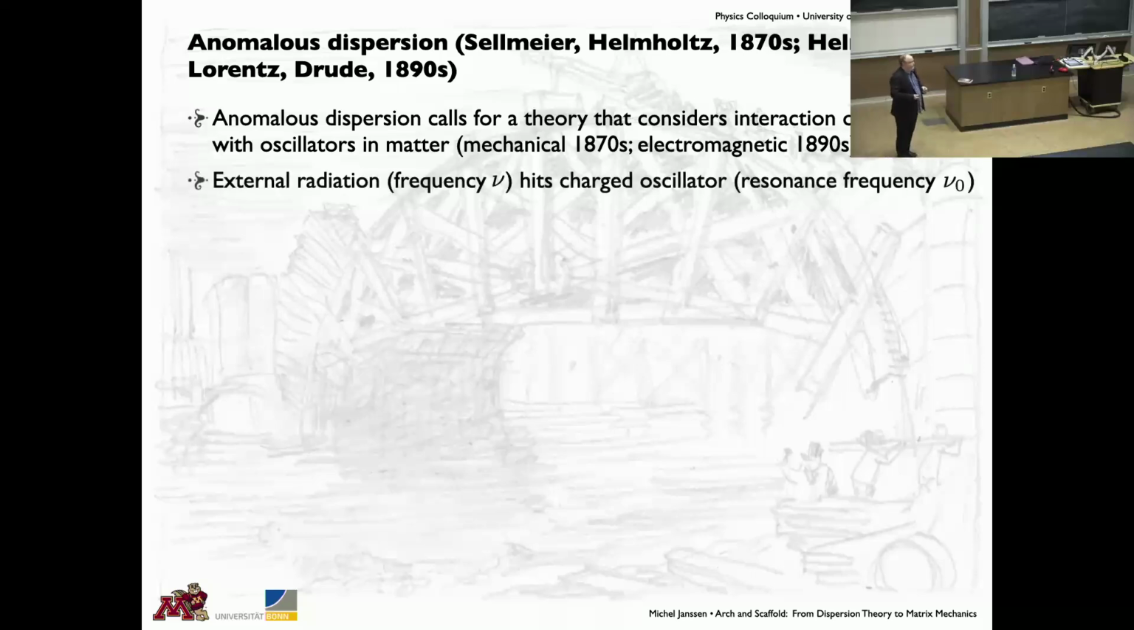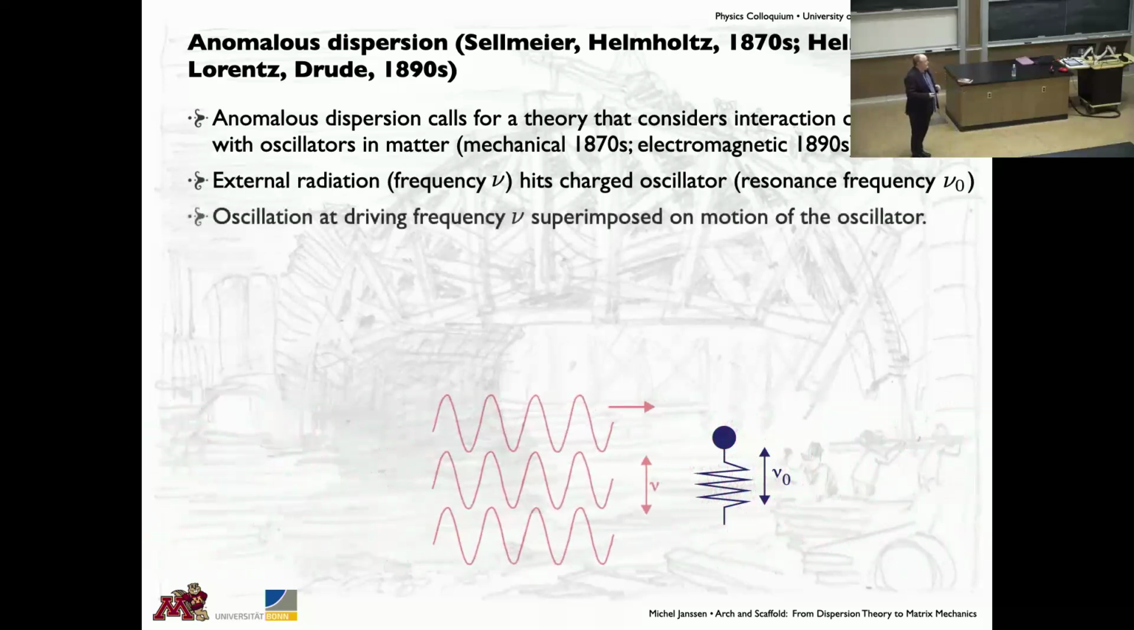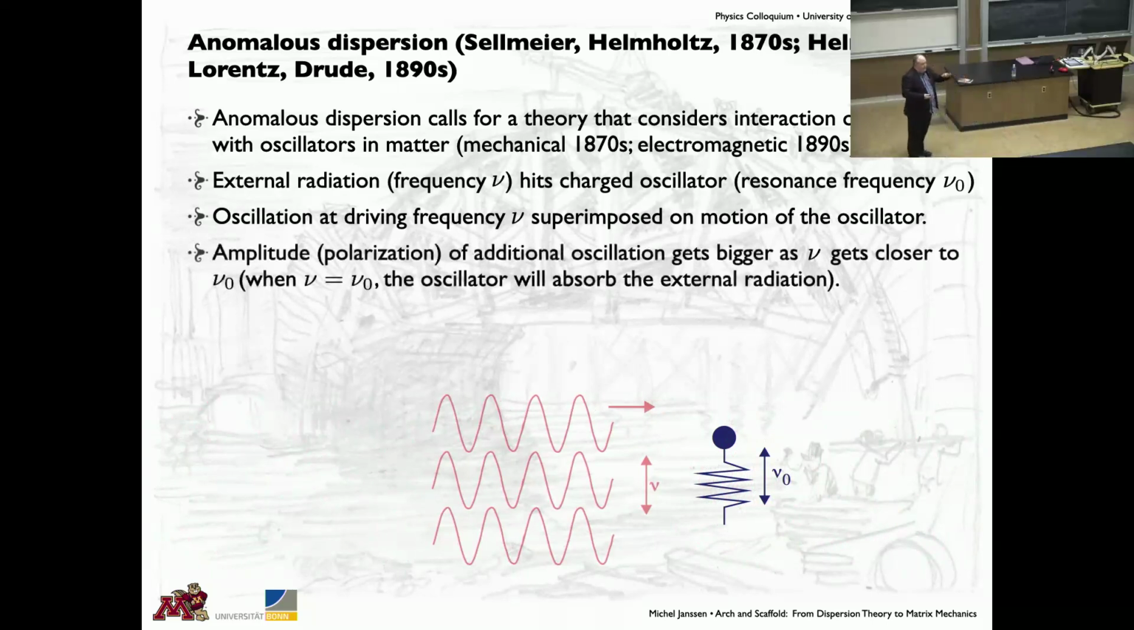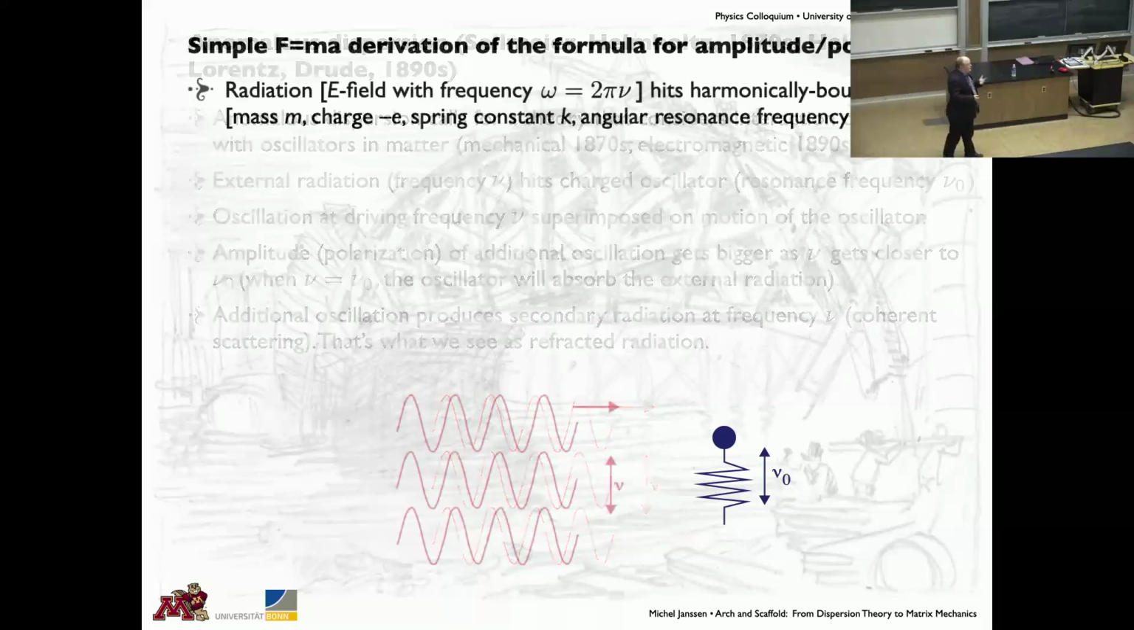And so basically, to fix the idea, you have a frequency of external radiation, a driving frequency nu, hitting a charged oscillator with resonance frequency nu naught. So you can picture it like this. The idea is that this driving frequency gets superimposed on the oscillation of this oscillator. The amplitude of that additional oscillation gets bigger if the driving frequency gets closer to the resonance frequency, and you get absorption when these two are equal. And it's this additional oscillation that produces the secondary radiation that we witness as refracted radiation, the coherent scattering.